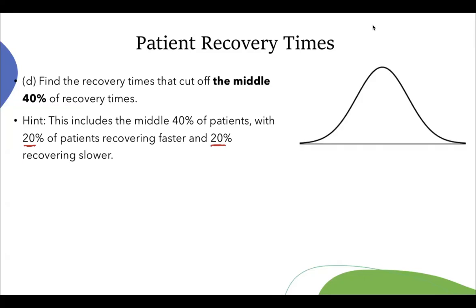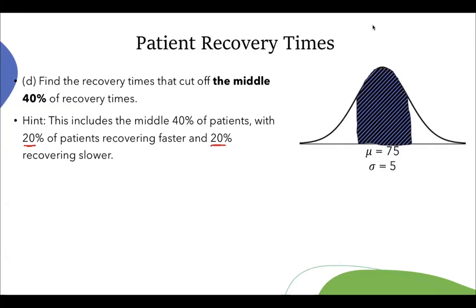I'm sorry, let me just double check what I mean by that. I should add here 20% recovering faster than the mean. I should be clear there. Than the mean, than mu, and 20% recovering slower than mu. And the reason why is because of the symmetry of this middle 40%. Because it's symmetrical, we have 20% on the left side of the mean and 20% on the right side of the mean. Okay, so that's not necessarily important, the 20 and 20.